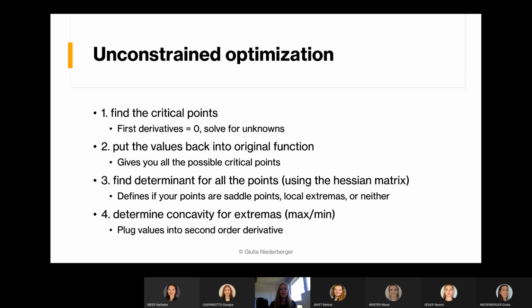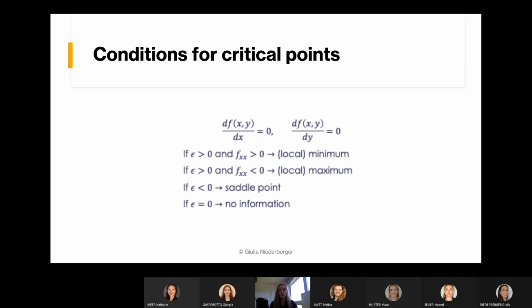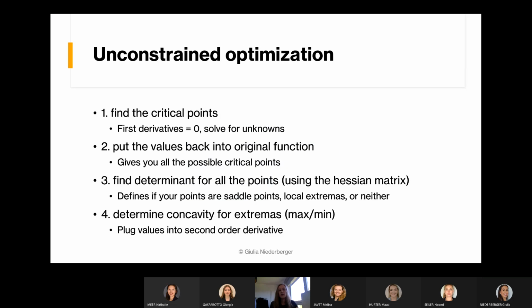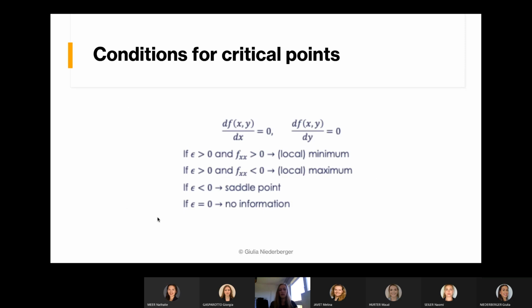And then you have to find the determinant, which is the difference to when we just have one variable. When you have 3 variables, you have to find the determinant using the Hessian matrix and define, as you've seen before here, if it's a local maximum or minimum, saddle point, or if you have no information. And only then you go and check the concavity for the extremas. Because if, for example, the determinant of the Hessian matrix is equal to 0, then it doesn't make sense to calculate it. You're just wasting your time, which would be valuable time at the exam.